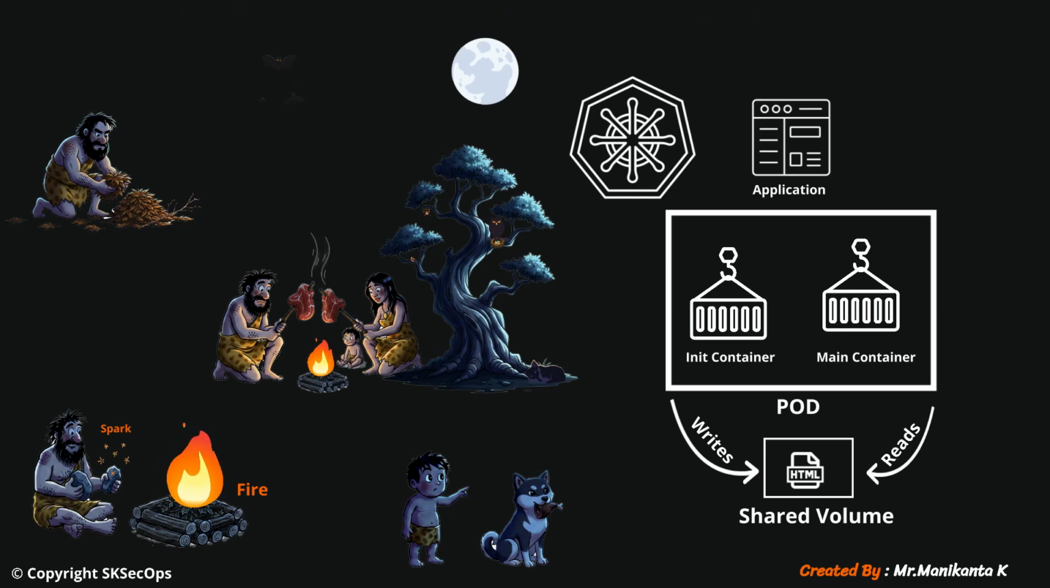So, how is this primitive man analogy related to init containers in Kubernetes? Think of it like this. The primitive man's preparation, like collecting dried leaves, grass, twigs, and creating the sparks with the stone, is like the init container's job. It sets up the environment and gets everything ready. And the main fire that finally burns and cooks the food is like your main application container doing its actual work, where your application is running.